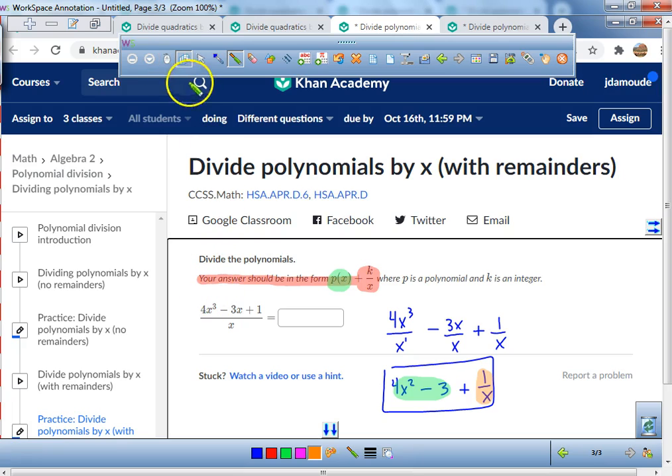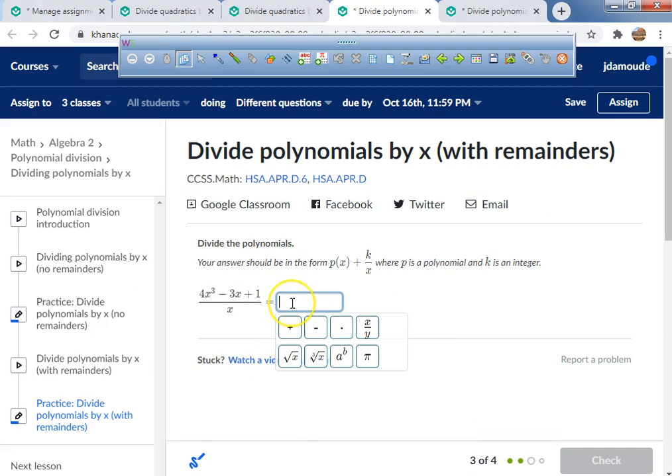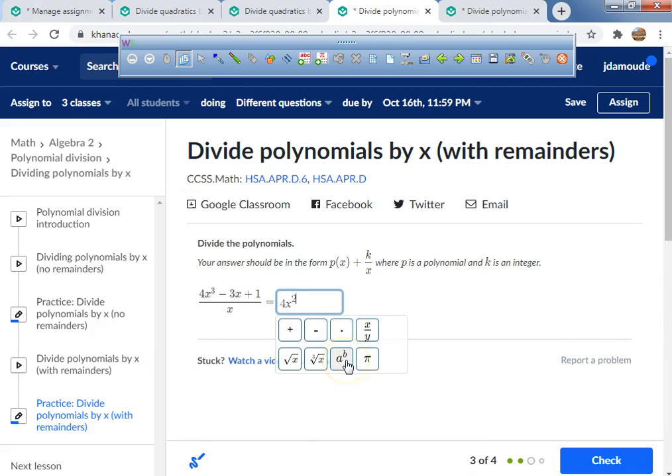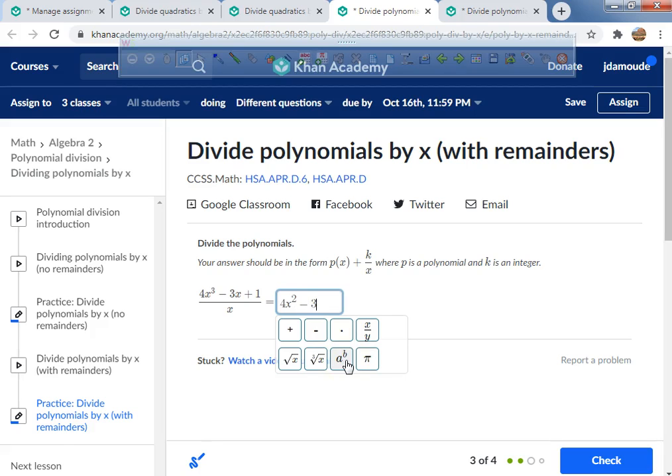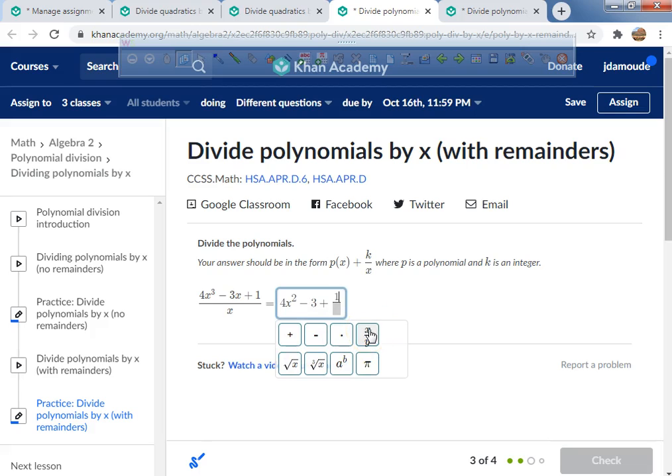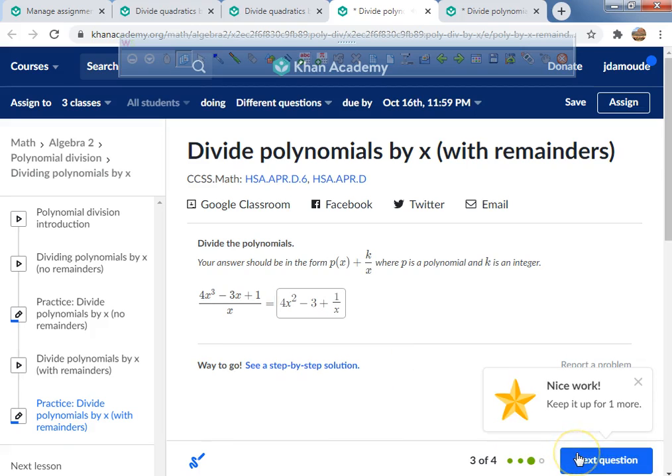So here we go. See if I can write it nice and neat. I've got a 4, I've got an x, and that's being squared. I'm going to put minus 3. Okay, minus 3. And then I'm going to put plus, I'm going to make a little fraction here. Put 1 over x just like so. Press check. Boom, got it.